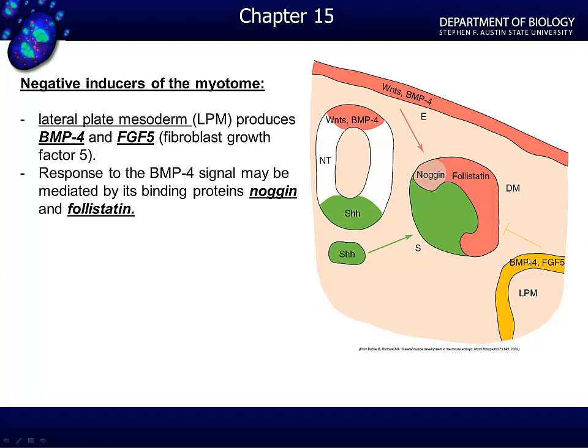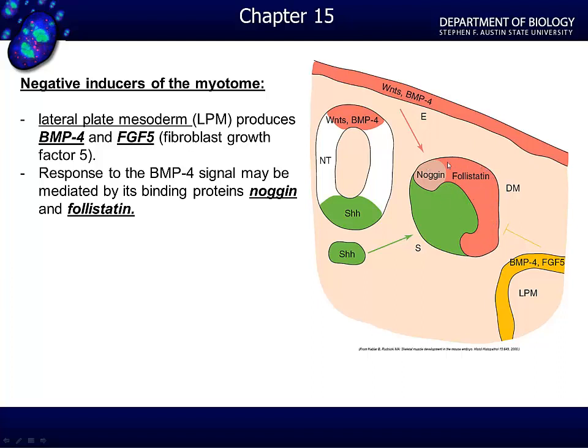And these influences are going to be BMP4 again, which almost doesn't make sense. But if we're having too high a level of BMP4, that might be a negative influence versus lower levels, more positive. But then we also have the influence of fibroblast growth factor 5. These are going to be responding to different parts of our dermal myotome.